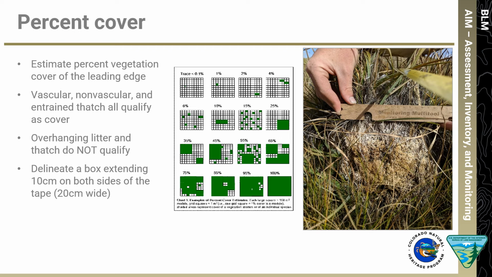Using a monitoring multi-tool can be especially helpful when delineating your cover estimation box. Estimate the canopy cover of vascular and non-vascular plants, plus any entrained thatch, and record using the appropriate vegetation cover classes. Be sure to refer to the cover estimate guides in Appendix N when estimating cover class.